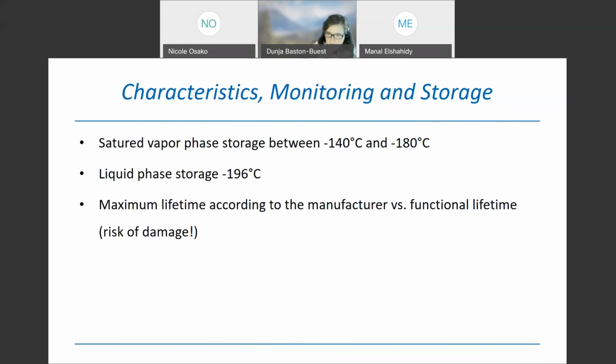Meanwhile, all the manufacturers give lifetime sets for the containers, but you need to keep in mind that there's also a functional lifetime, because you move the containers and perhaps there might also be damage by filling, for example, manually.